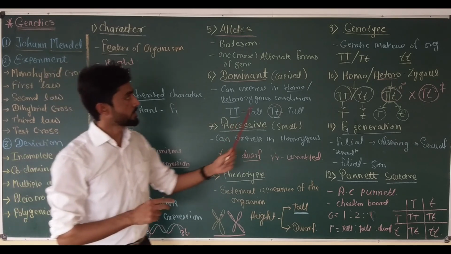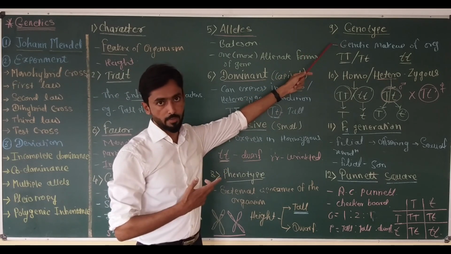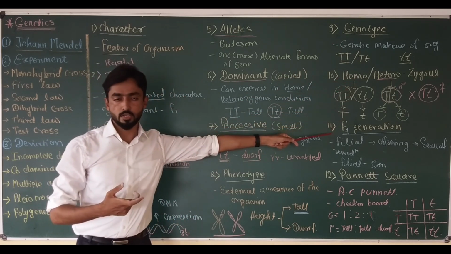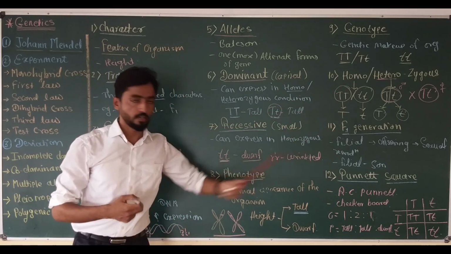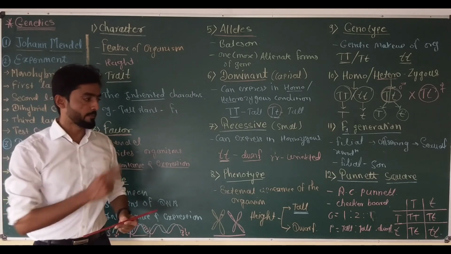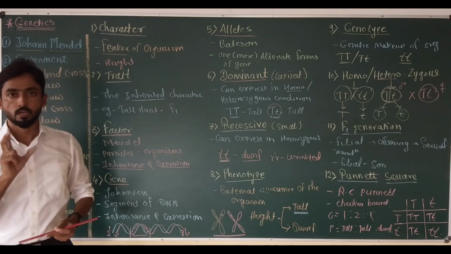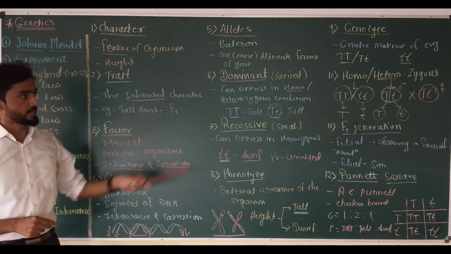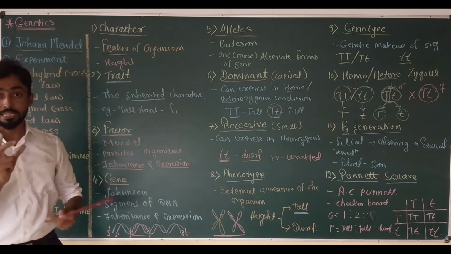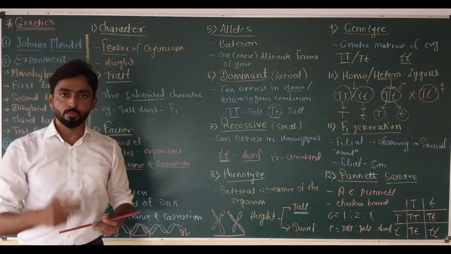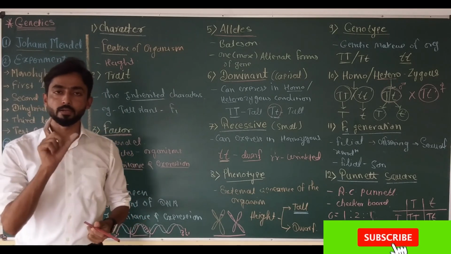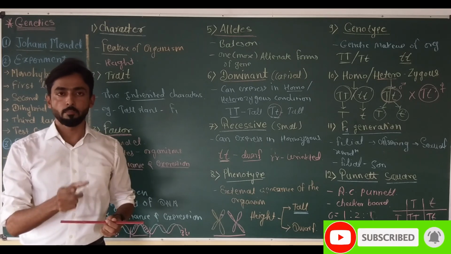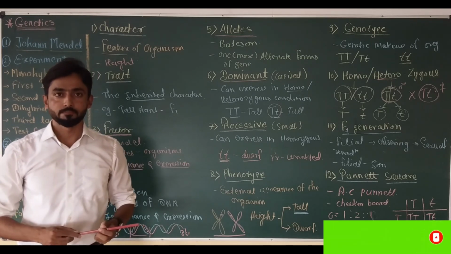So lastly, we have discussed genotype, that is the genetic makeup of the organism, homozygous and heterozygous types of organisms, the F1 generation or filial 1 generation, and the Punnett square, which was developed by R.C. Punnett to determine all the possible genotypes and phenotypes. So in total 12 different genetic terms we have discussed in this video. Now in the next video I am going to talk about 7 different characters which were selected by Gregor Mendel in the pea plant. Thank you.